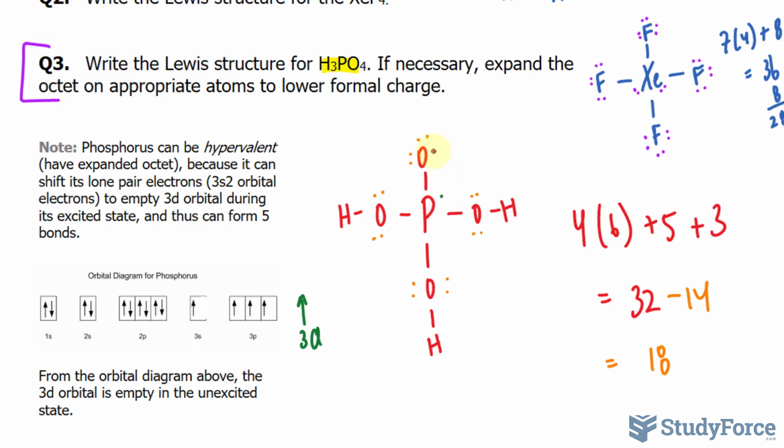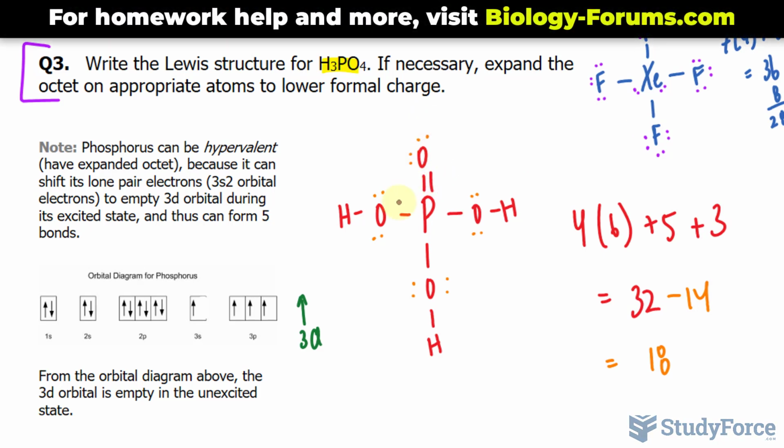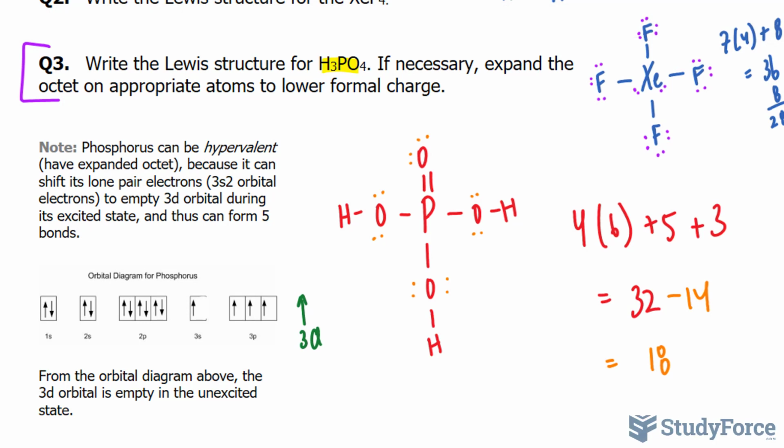And in our case, what we can do is take this electron and make them bond, leaving you with a structure that looks like this. Now take a look. This oxygen has a complete octet. This phosphorus has 10 electrons around it, and that's fine because of this situation. Therefore, this structure right here represents the Lewis structure for phosphoric acid.